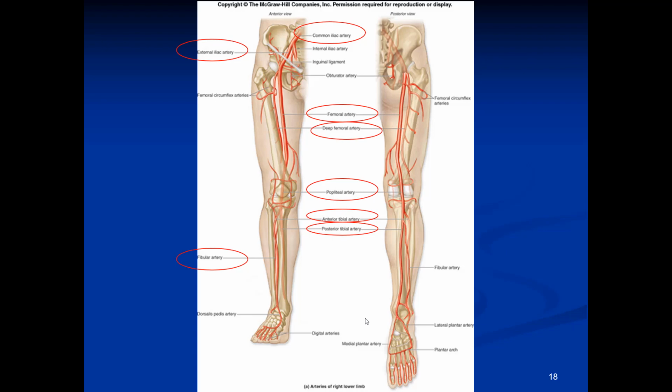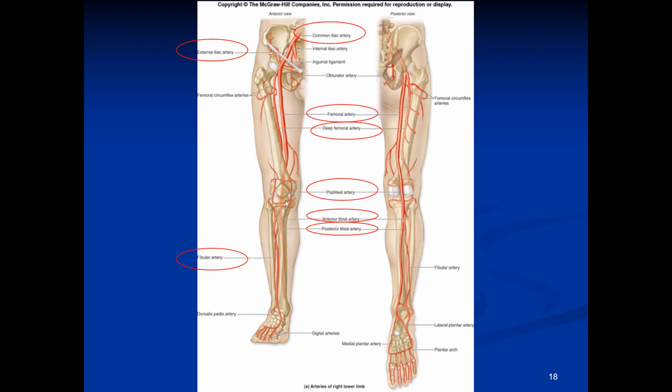If we look at the leg, we left off talking about the common iliac, how it branches into the internal and external iliac. If you just follow the external iliac, it comes down the thigh region where it turns into the femoral artery, and then it loops behind the knee where it's called the popliteal artery, and you should be familiar with that term from early in the semester.